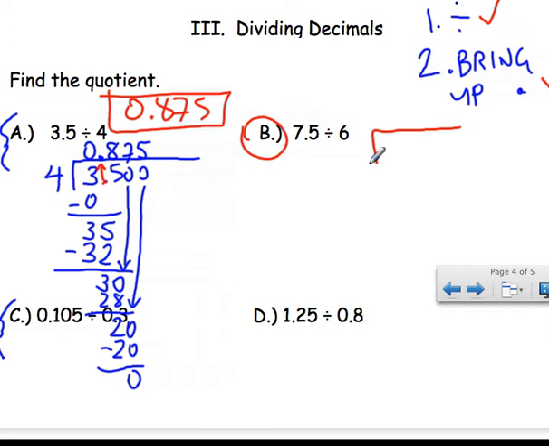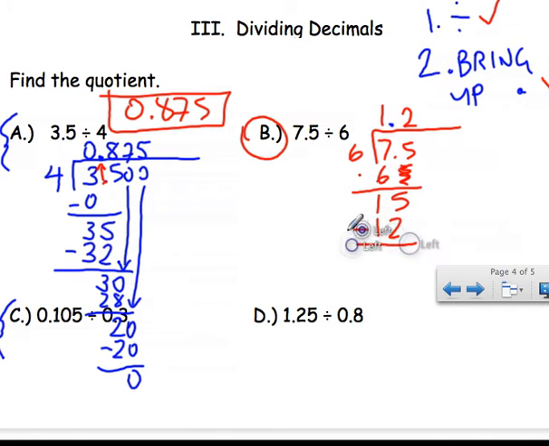Okay, you try the division, time to check your answer. You should have done 7.5 divided by 6. 6 does go into 7 one time. Subtract. You still have 1 left over. Bring down the 5, and then you have 15. Second step was to bring up the decimal, so if you're going to continue, it's really going to be 1 point something. 6 goes into 15 2 times.